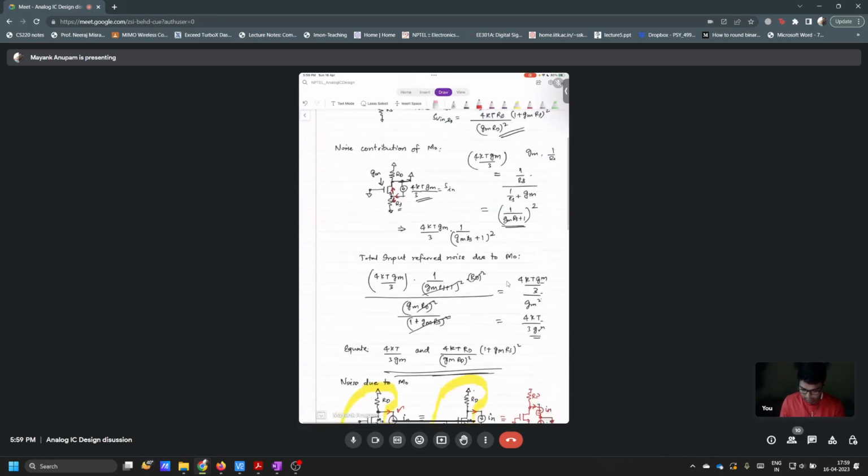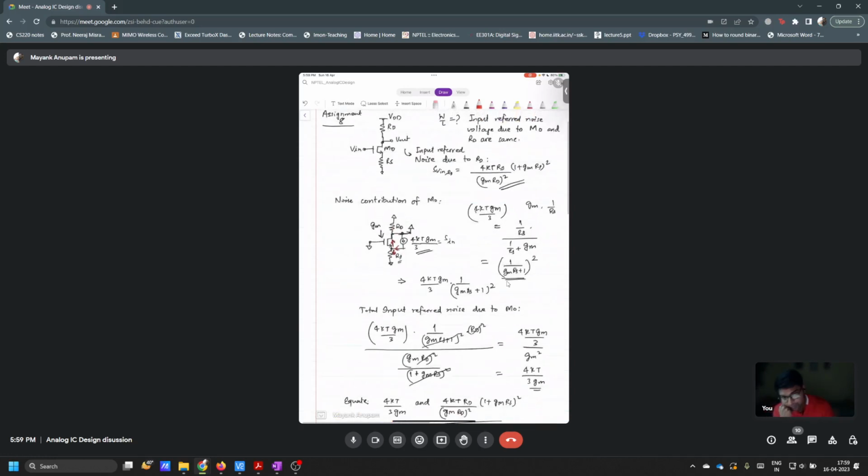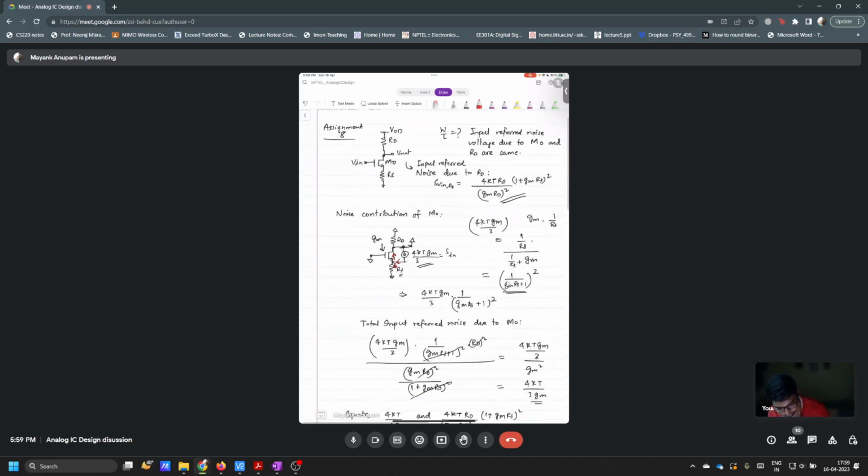This one. Here, sir, in the current division, it is showing 1 by RS plus 1 by RS plus GM. Where is 1 by RS plus 1 by RS plus GM? On the right side, sir. The noise contribution of M naught is on the right side. Okay, this one. Yes, sir. 1 by RS divided by 1 by RS plus GM.